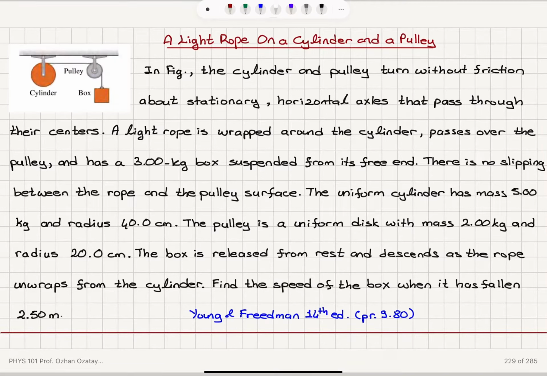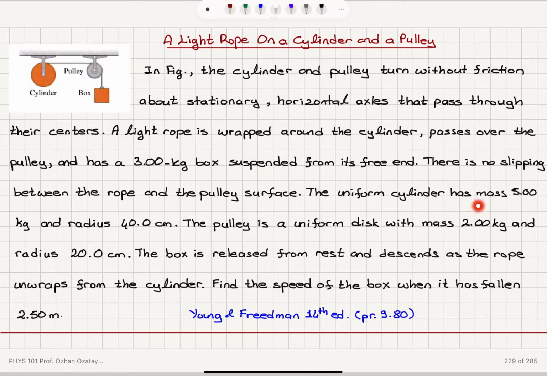A light rope on a cylinder and a pulley. In the figure, the cylinder and pulley turn without friction about stationary horizontal axes that pass through their centers. A light rope is wrapped around the cylinder, passes over the pulley, and has a 3 kilogram box suspended from its free end. There is no slipping between the rope and the pulley surface.